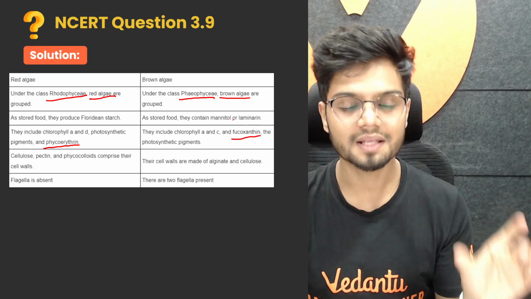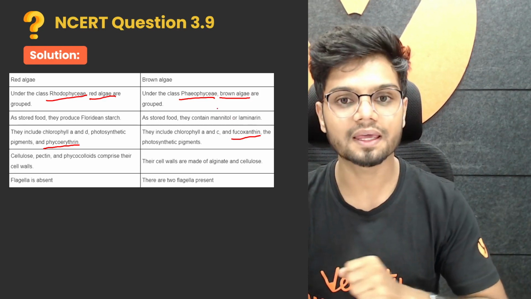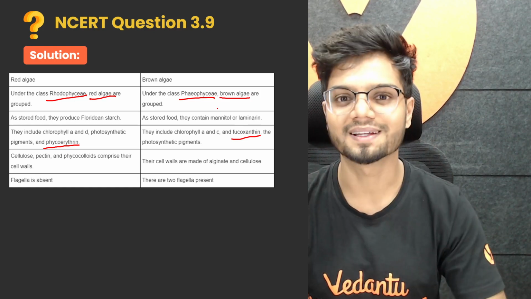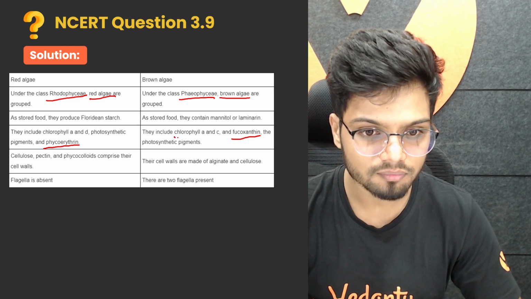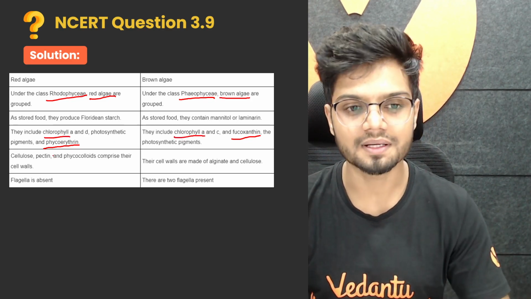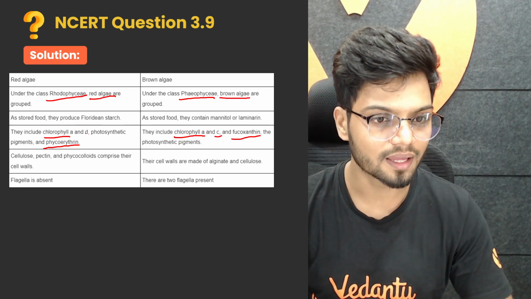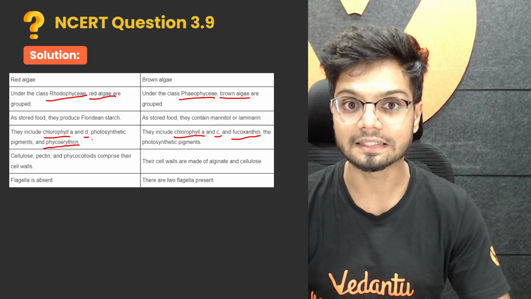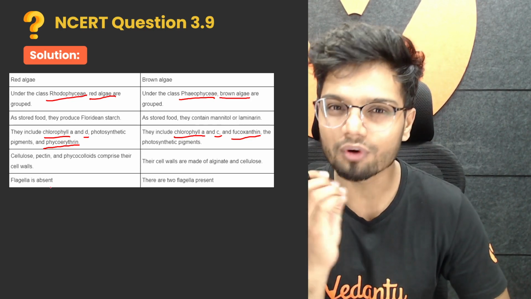Now, what are the other pigments? Both of them, that is Rhodophyceae, red algae, and Phaeophyceae, brown algae, have one common pigment. That is your chlorophyll A. Chlorophyll A is a common pigment. So what about other pigments? In case of your brown algae, you have chlorophyll C, and in case of your red algae, you have chlorophyll D. Clear?